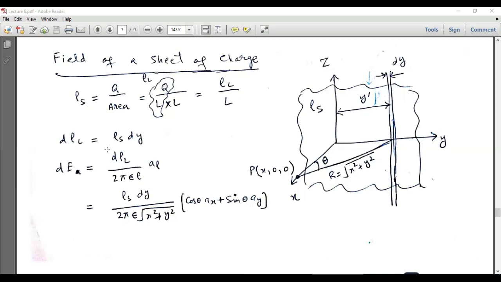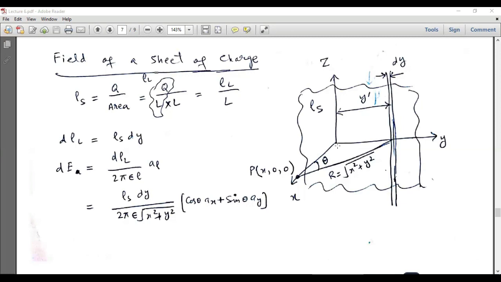Now we already have the expression for the electric field due to line charge, and we will use that expression, and we will integrate y from minus infinity to plus infinity, and then we will get the expression for electric field due to a surface charge. But this is the most important thing before deriving the expression.